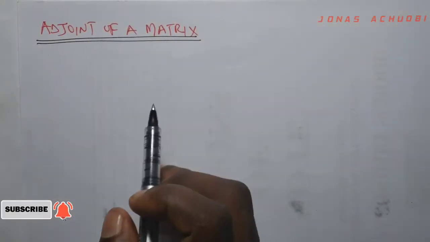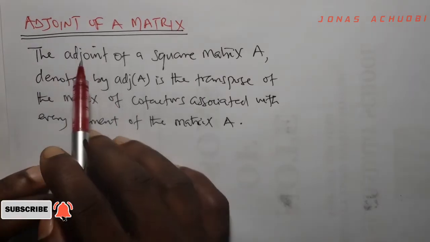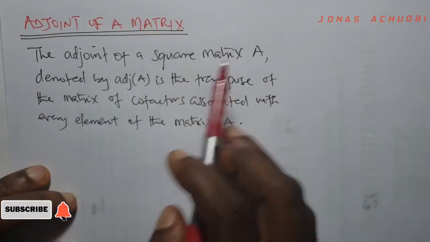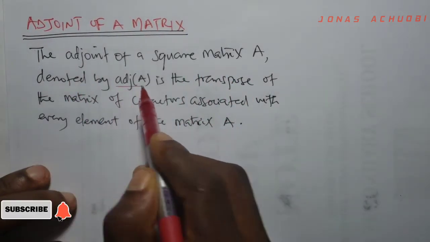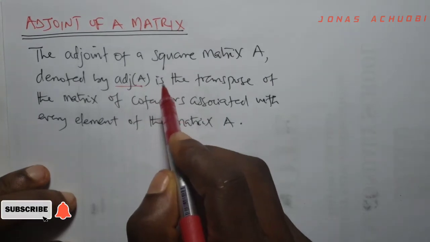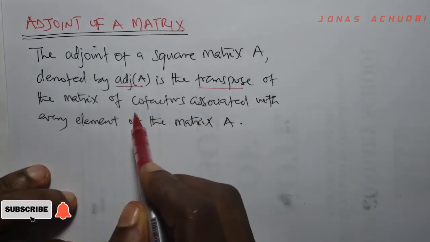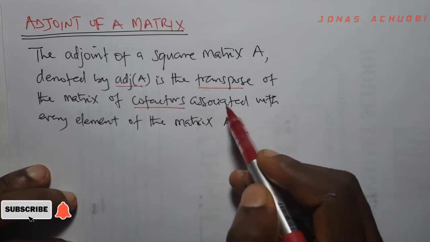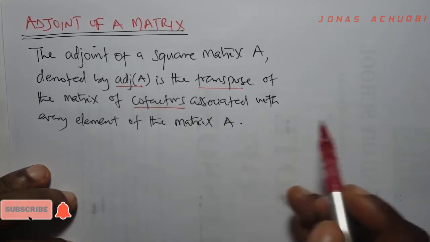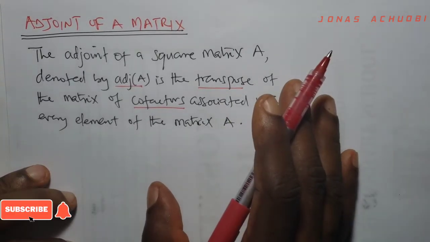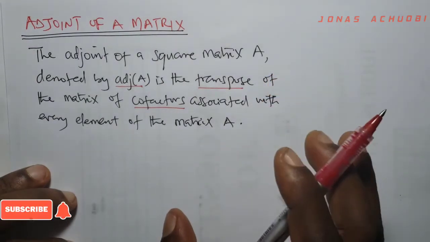Adjoint of a matrix. The adjoint of a square matrix A, denoted by adj(A), is the transpose of the matrix of cofactors associated with every element of the matrix A. Now here you see we've mentioned some key terms, or keywords.